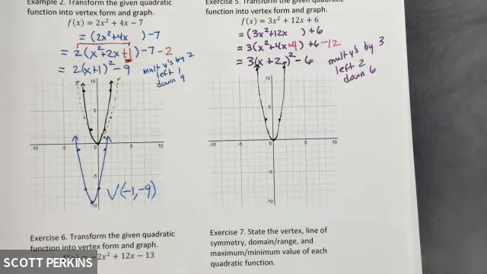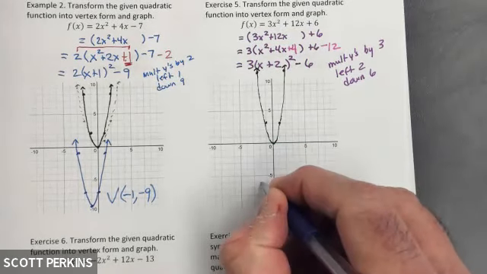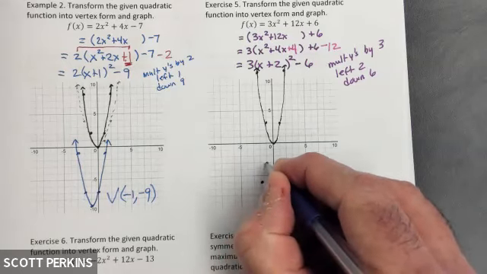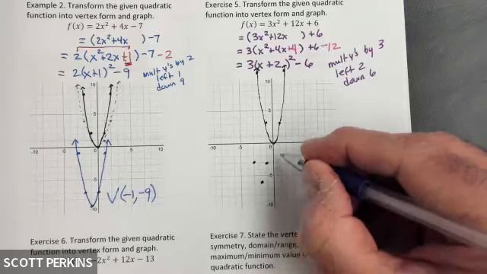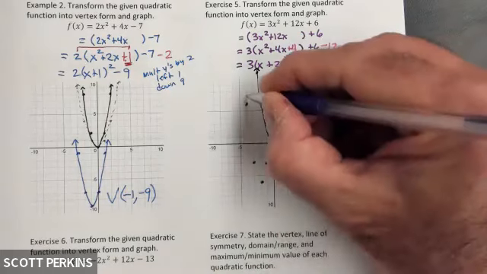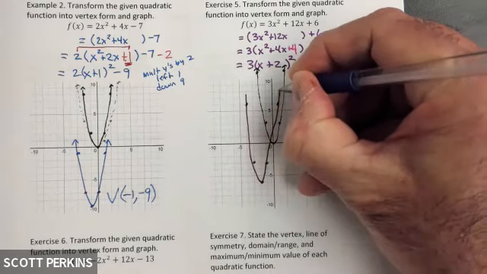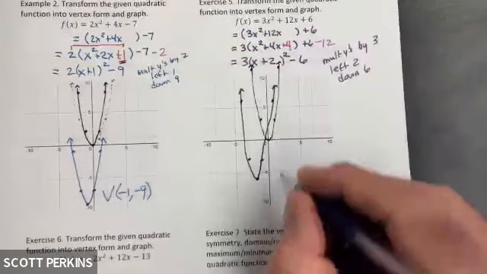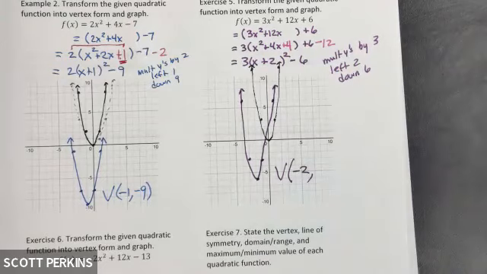And now I'm going to take that graph and I'm going to move it left 2 and down 6. So left 2, down 6 puts that point right there. And then here are my 3s and then my 12s. So we're down 6. So we're going to be up here at positive 6. The vertex, since we went left 2, that's negative 2. Since we went down 6, that's negative 6.